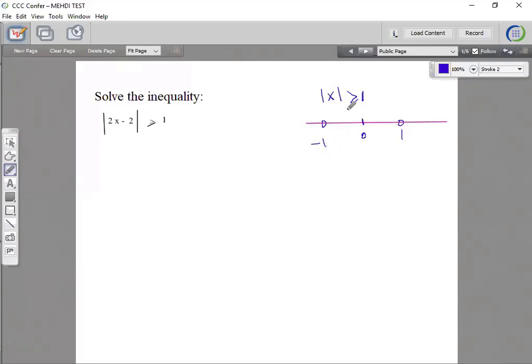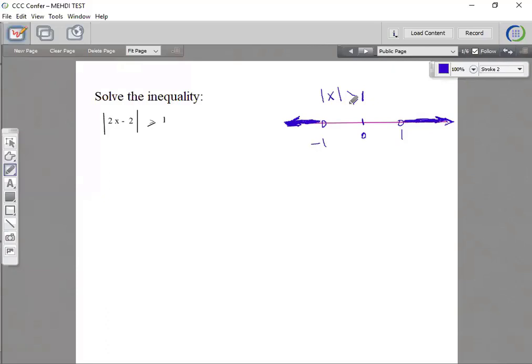Now, if it's greater than 1, it would be all the numbers that are larger than 1 unit away from 0. So looking at the number line, what are the numbers that are larger than 1 unit away from 0? Wouldn't all the numbers to the right of 1 be larger than 1 unit away from 0? And all the numbers to the left of -1, if I take a tape measure, I see these numbers here. Any points to the left of -1 and right of 1, if I measured from 0, would be larger than 1 unit from 0.